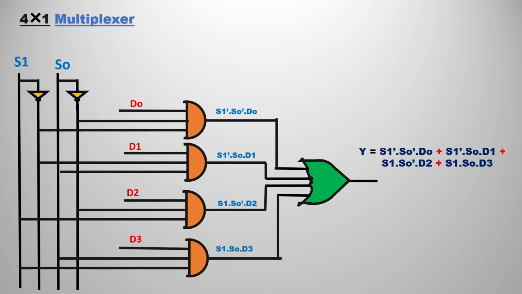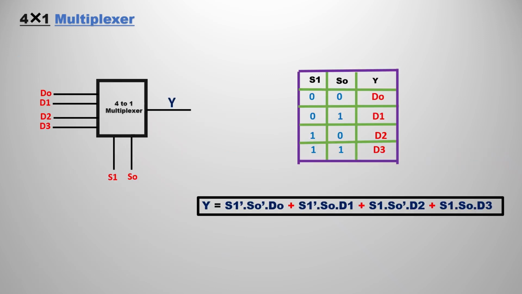Basically we are representing it with a box, but inside that box this whole logic circuit will be present, that we have to remember. So this is the block diagram, the truth table and the output expression for the 4 cross 1 multiplexer.